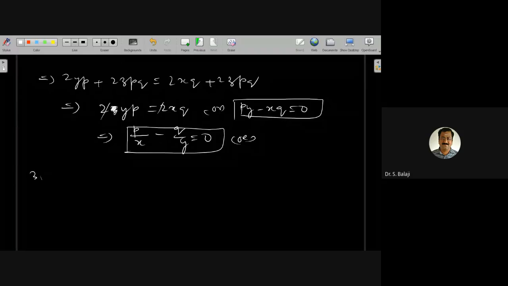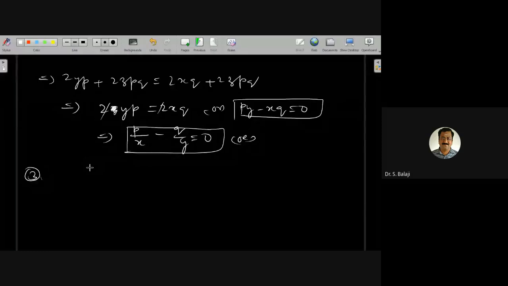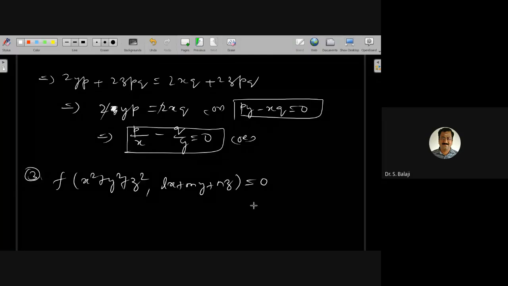We have another problem. We have a relationship like this here: f of x square plus y square plus z square, comma, lx plus my plus nz equal to 0. That type of relationship you have here. From this relationship, you have to get the required partial differential equation.